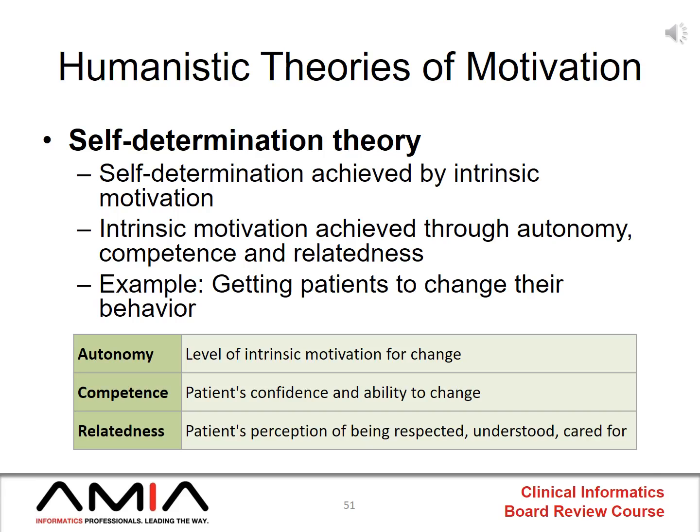In the example that I've provided, where you're trying to get a patient to change his or her behavior, autonomy represents the level of intrinsic motivation that a patient has to change their behavior. Let's say if they're trying to quit smoking. The patient's confidence in their ability to make that change, to quit smoking, is their level of competence. And their relatedness has to do with their perception of whether they are relating to other people by being respected by them, understood, and cared for.